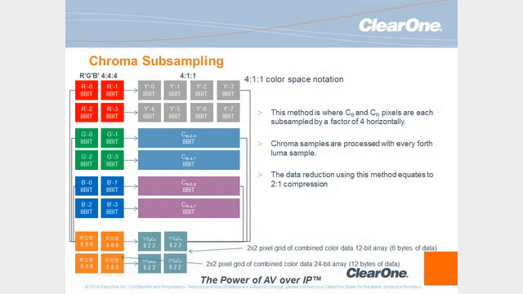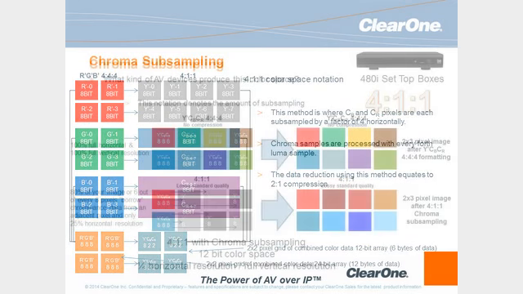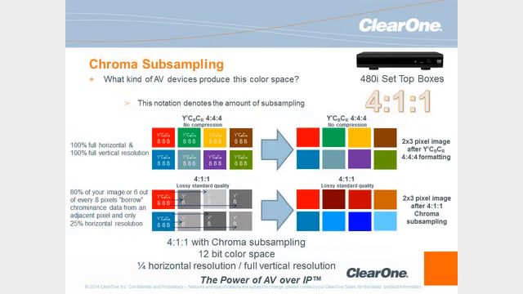Next up, we're looking at 411, and this is where the chroma samples are processed with every 4th luma sample. You still have a 2-to-1 data compression. And it's a pretty common one for things like set-top boxes.